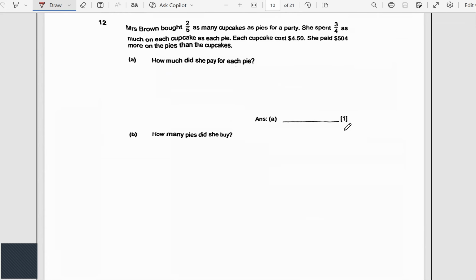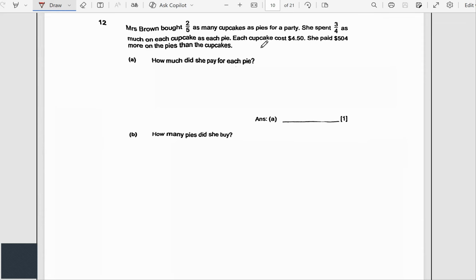Question 12. Mrs. Brown bought 2/5 as many cupcakes as pies for a party. She spent 3/4 as much on each cupcake as each pie. Each cupcake cost $4.50. She paid $504 more on the pies than the cupcakes.